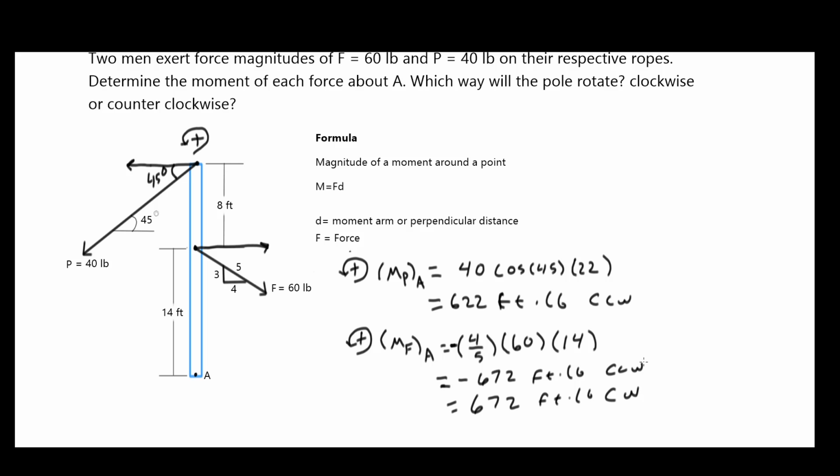So now we have to compare these two values. So we have 622 going counterclockwise, and we have 672 going clockwise. So obviously the clockwise direction is larger, so this pole is rotating clockwise.